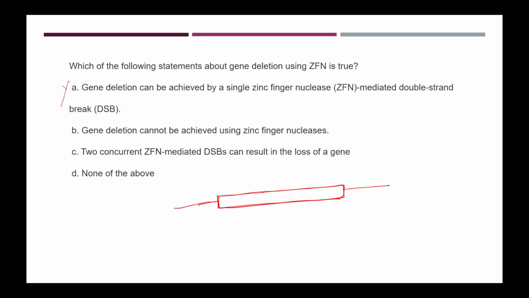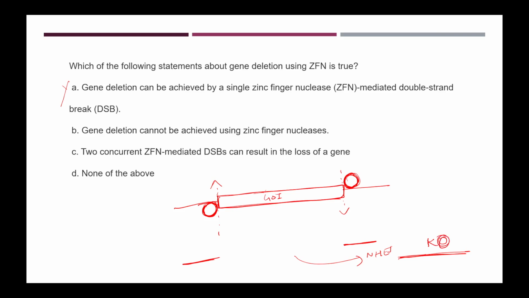So what you can do, you can design two such zinc finger nucleases, one at this place, one at this place. This will make a break here, and this one will break here. Now with the two double strand breaks, your gene of interest is completely lost. Then it can be joined by the NHEJ pathway. So this is a knockout of the gene. Two such zinc finger nucleases are needed to make the gene deletion.